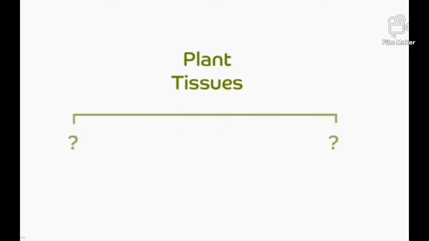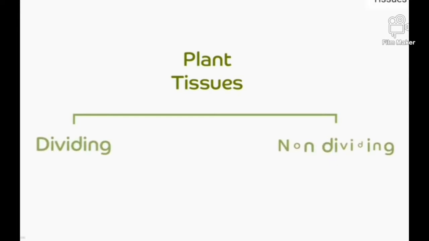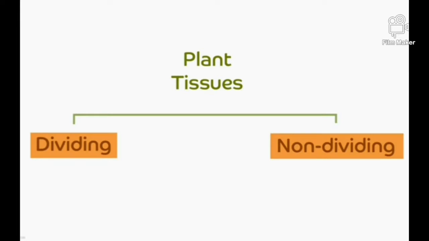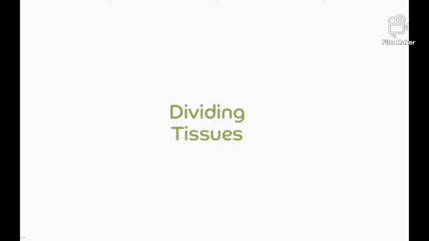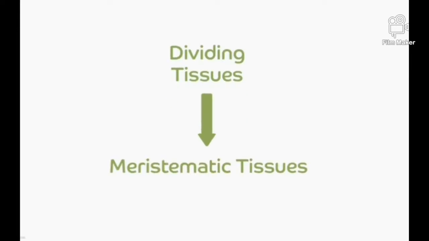In our last video, we studied plants have two types of tissues. Can you name them? What are they called? Dividing tissues and non-dividing tissues. Right, absolutely correct. Now, let us look at the technical terms of these tissues. In this lesson, we will look at the types of tissues.